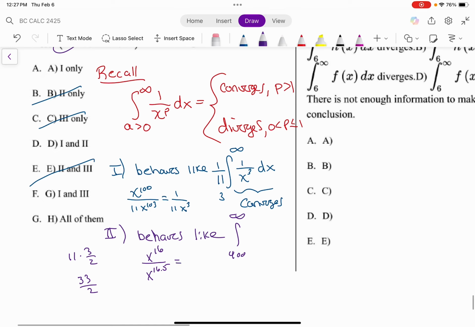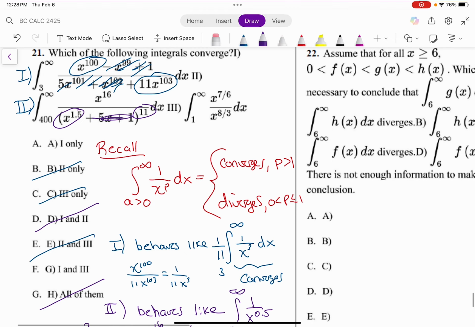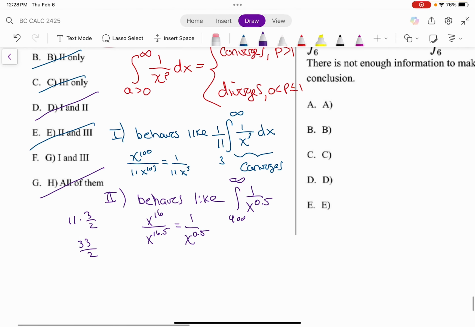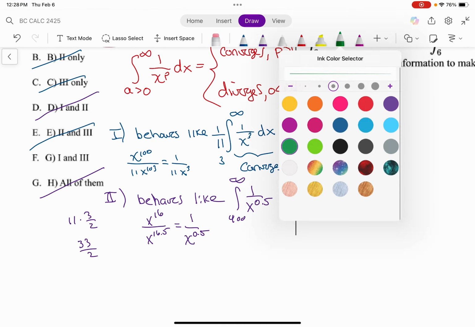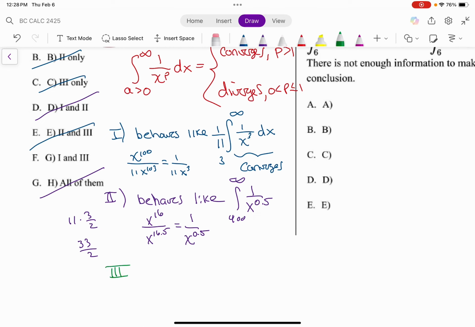Okay, and so this is now 1 over x to the 0.5. If you look above, that means it's going to diverge. So 2 is out. So it can't be all of them. It can't be that one. So now it's A or F. So we look at 3. And again, we've got to see what that behaves like.